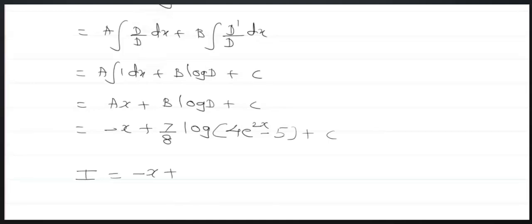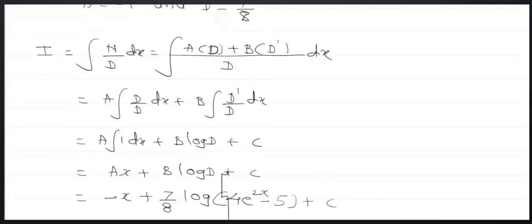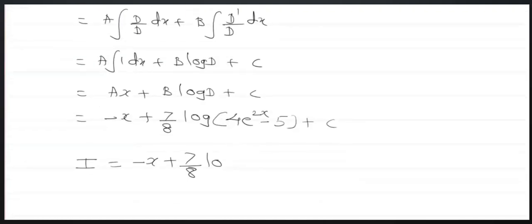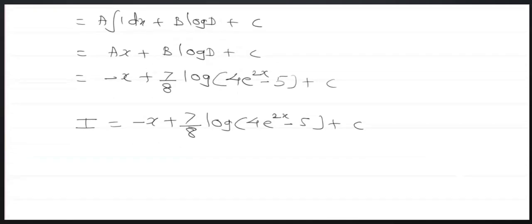Therefore, I is equal to minus x plus 7 upon 8 log of 4 e raised to 2x minus 5 plus c. This is the answer.